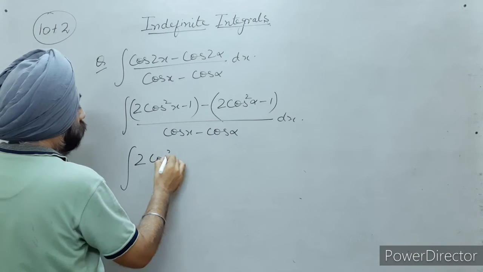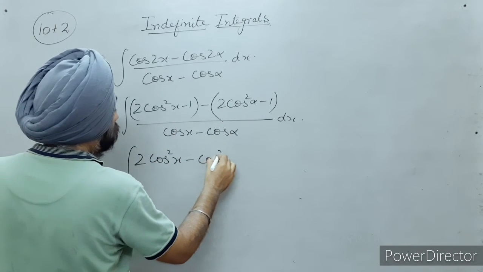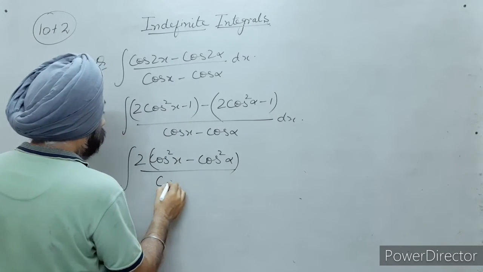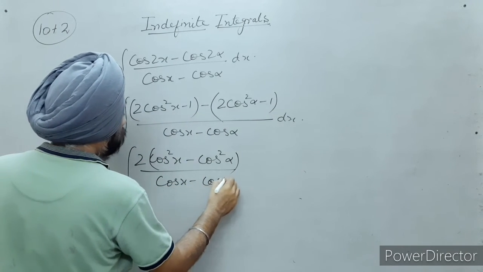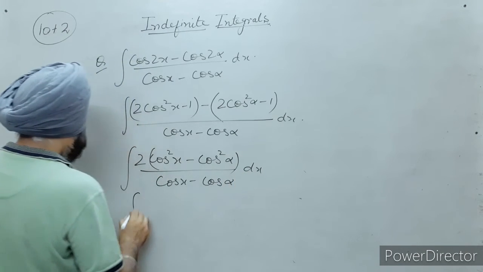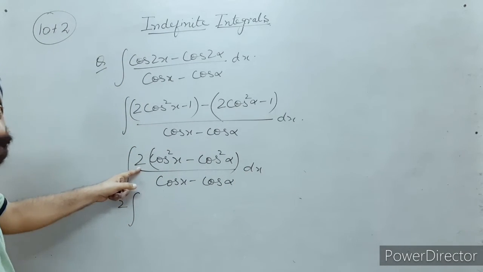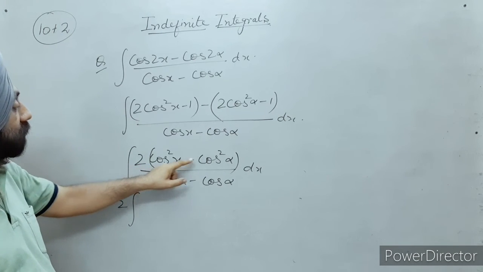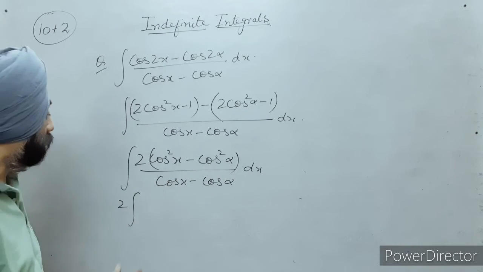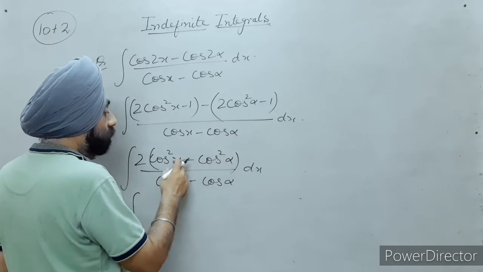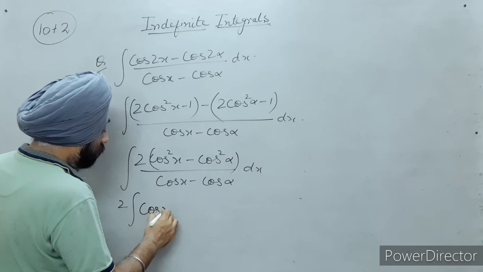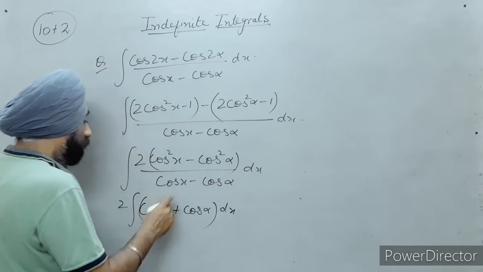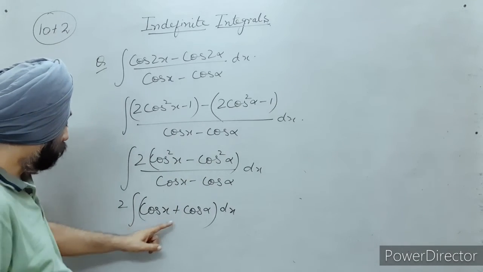I am left with 2 cos square x minus cos square alpha, 2 is common from here, divided by cos x minus cos alpha dx. 2 is a scalar, I take it out. Only thing is cos square x minus cos square alpha. What I do is, I make factors of it, a plus b into a minus b. I am left with only this thing, because the other factor cancels with the denominator. Now we have to integrate this.